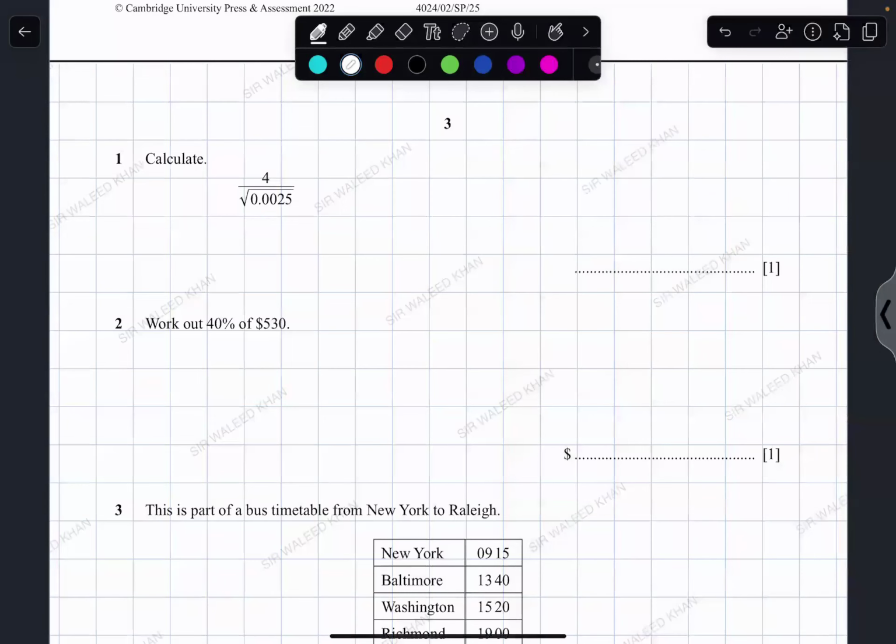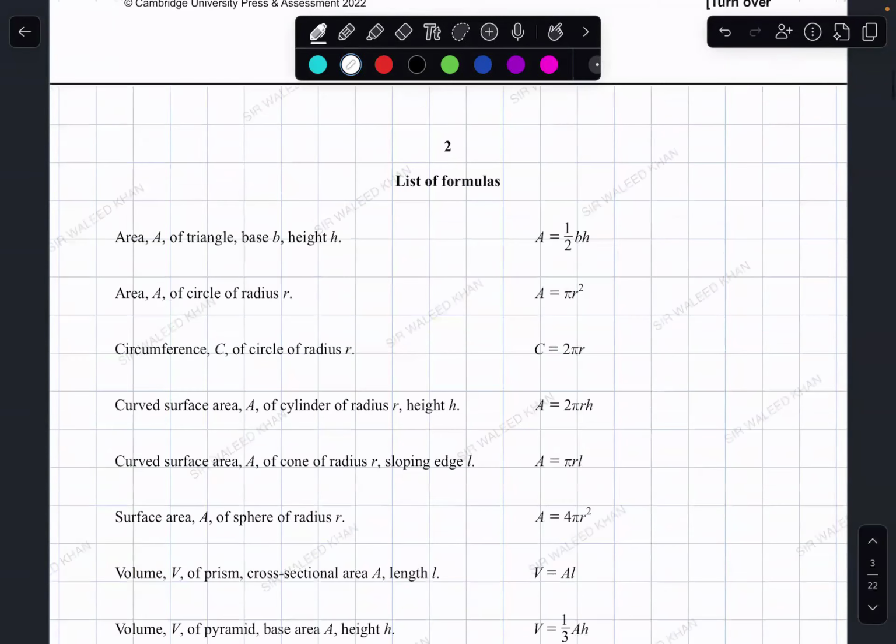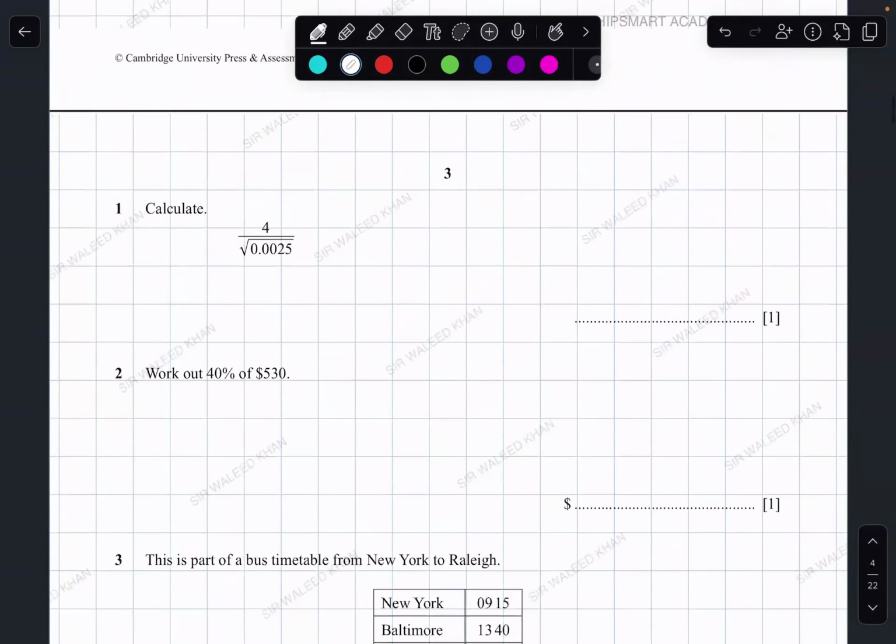Okay, so this is the latest version. For example, the pattern your latest paper will follow for P2. The formula sheet will be given to you, and this is the specimen.